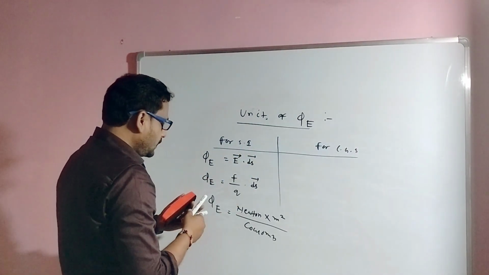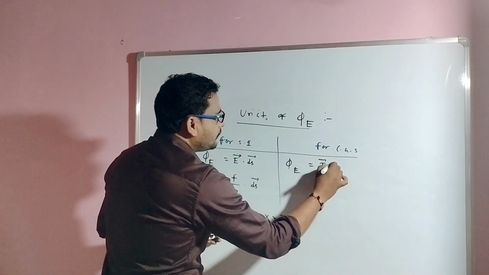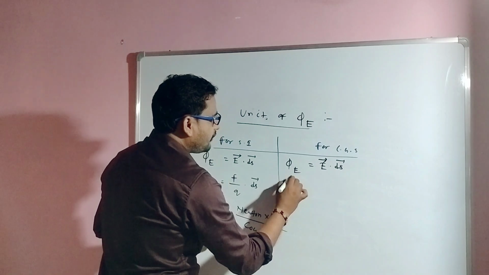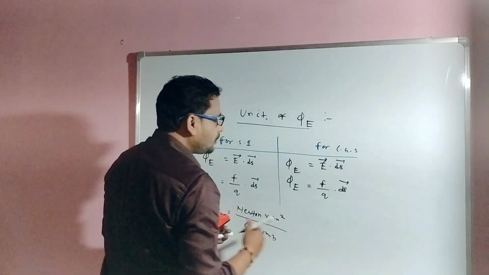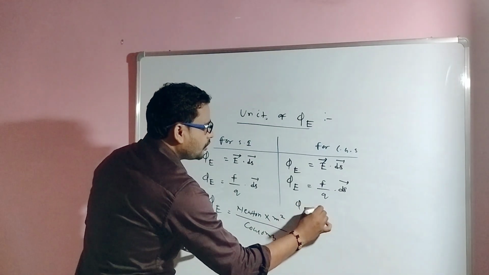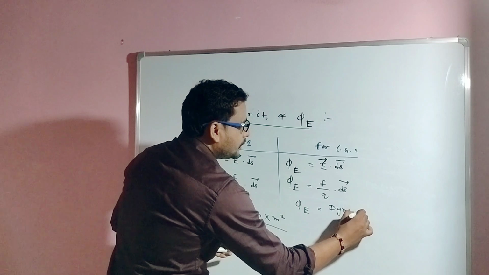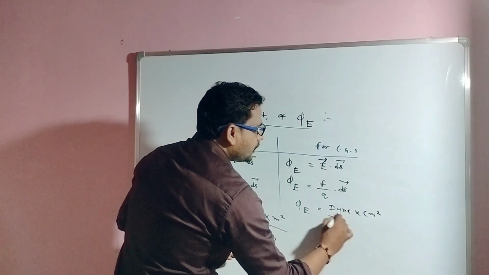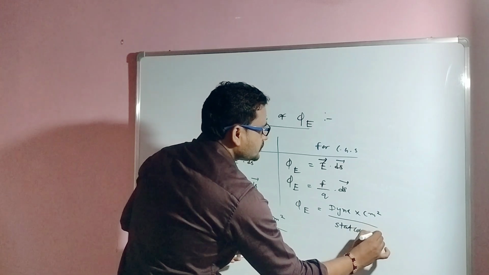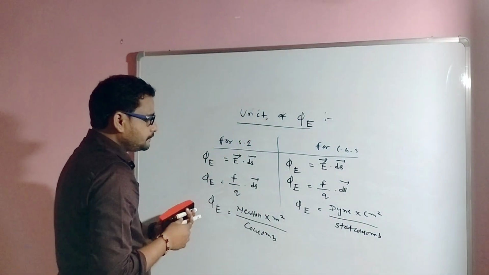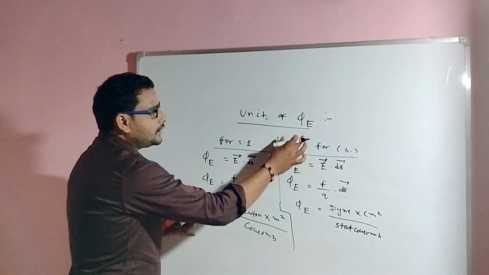Then CGS: phi is equal to E vector dot ds vector, that is force by charge into ds vector. In CGS, force is dyne into centimeter square by stat coulomb, the ESU system. This is the CGS unit of electric flux.